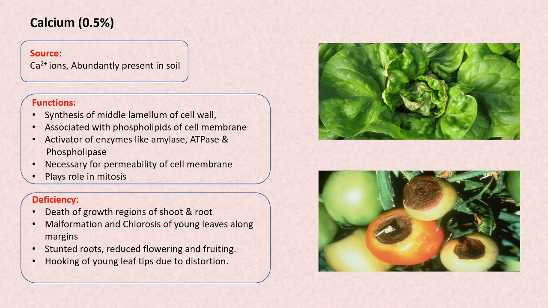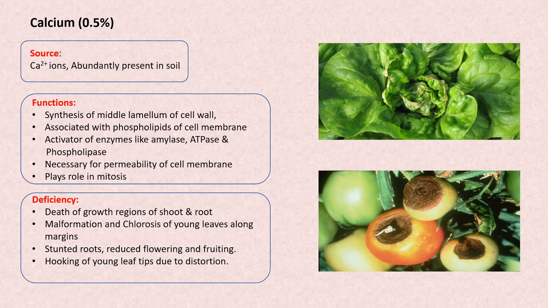Okay, so what are the functions? Calcium plays an important role in the synthesis of middle lamella of cell wall. During cell division, cell wall formation is very important. One cell divides into two. So during that time, this middle lamella formation takes place only in the presence of calcium and magnesium pectates. So it plays an important role in synthesis of middle lamella. Okay, it is also associated with the phospholipids of cell membrane. And it is also necessary for maintenance of permeability of membranes.